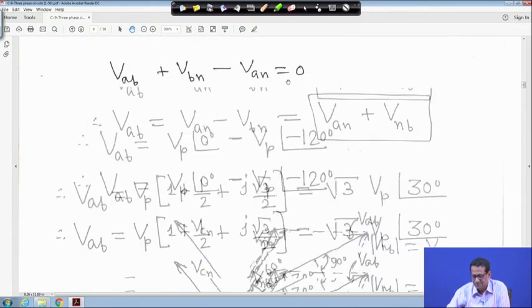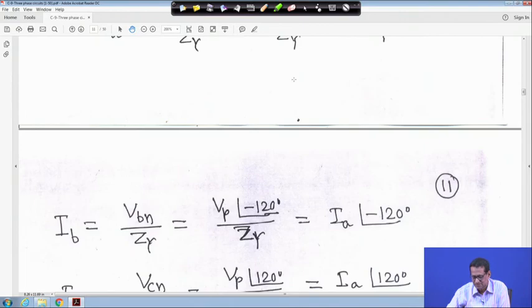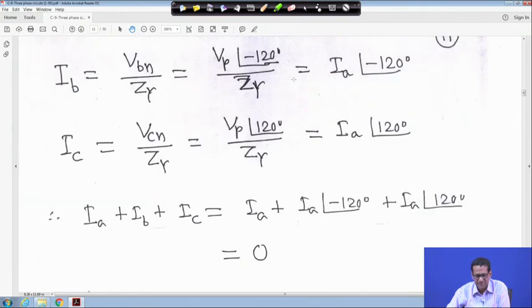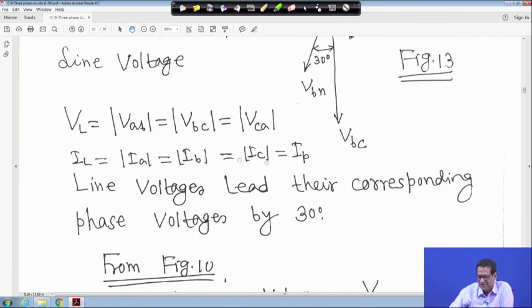So in this case, the line current magnitude is equal to the phase current. So line current is equal to phase current magnitude, right? And the line voltage magnitudes VAB, VBC, VCA are all the same. And the magnitude of line current IA, IB, IC is equal to the phase current. I told you for the star case, line current is equal to phase current, right?